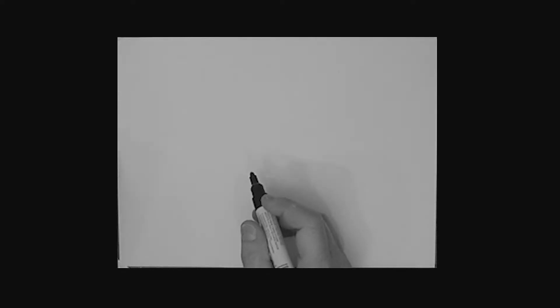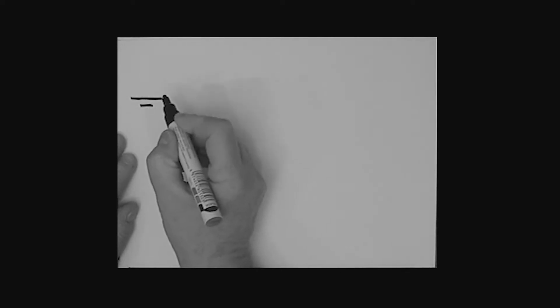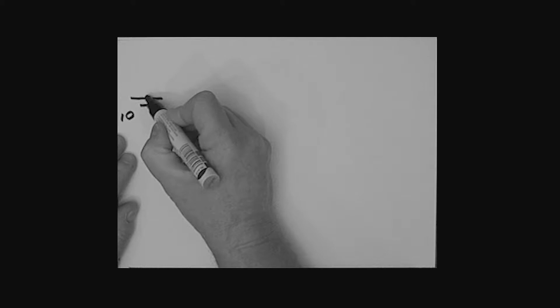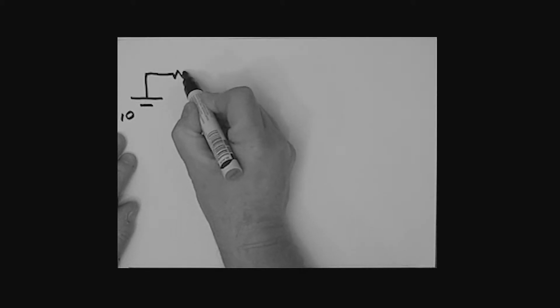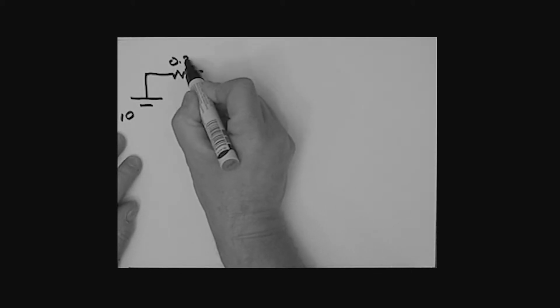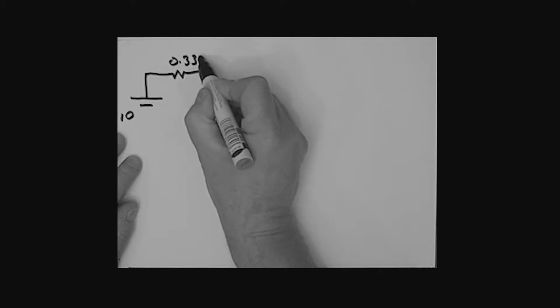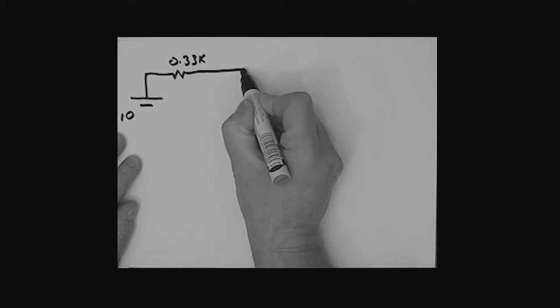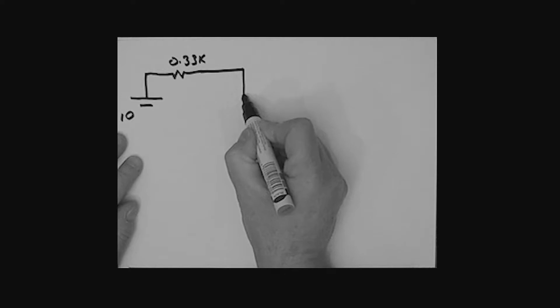Okay, let us continue then with some of these diode problems using the second approximation. So I'm going to give you another example here. What we have is a 10 volt source, and a 0.33K resistor. And this time we're going to have a couple of diodes here.